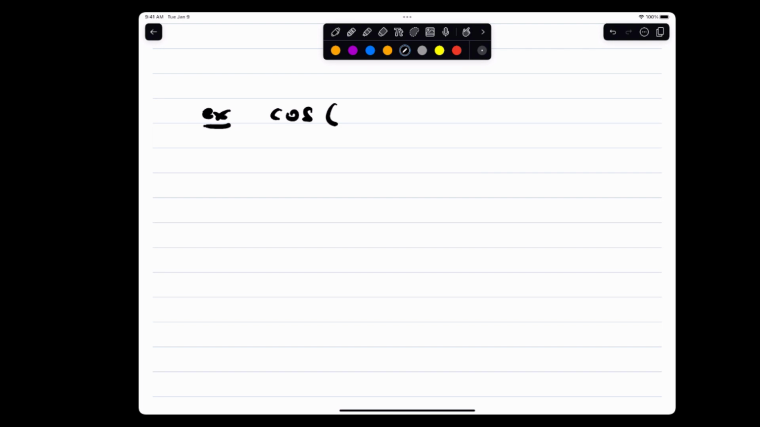Cosine of maybe 5 pi over 3. Okay? So I got news for you guys. I know my reference angle here, believe it or not, is this factor here. This is pi over 3. Now, this here is going to be what? 5. 5 pi over 3. Okay.